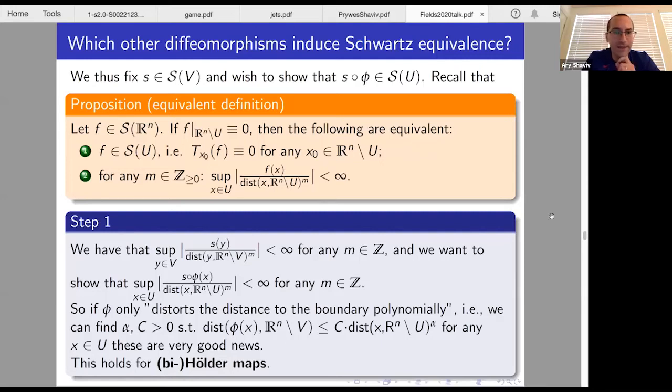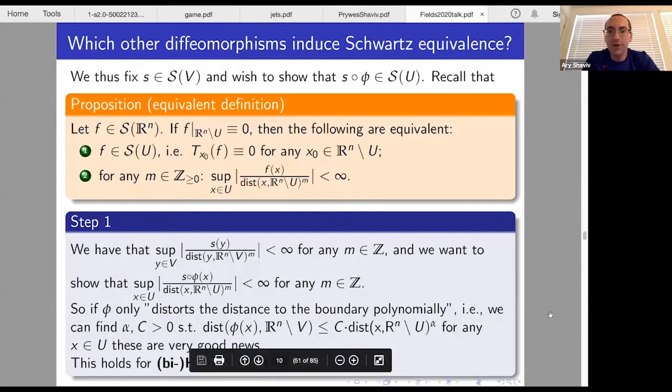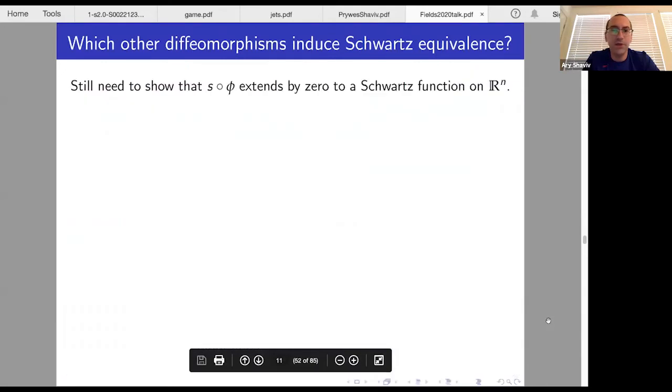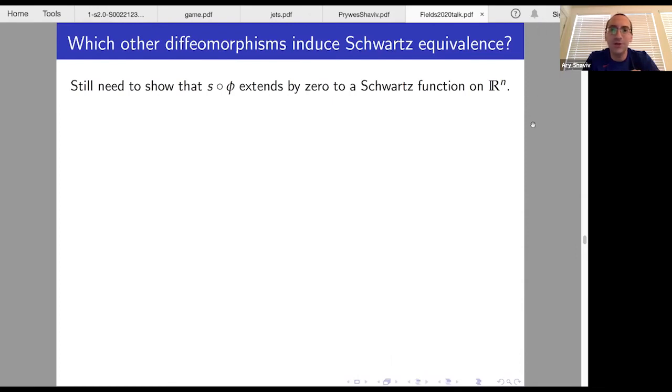Now we are not done yet, right? Because we said that we need to show 2, and we also need to show that our function extends by 0 to a Schwartz function on R^n, right? So how do we show that? We still need to show that S composed with phi extends by 0 to a Schwartz function on R^n.